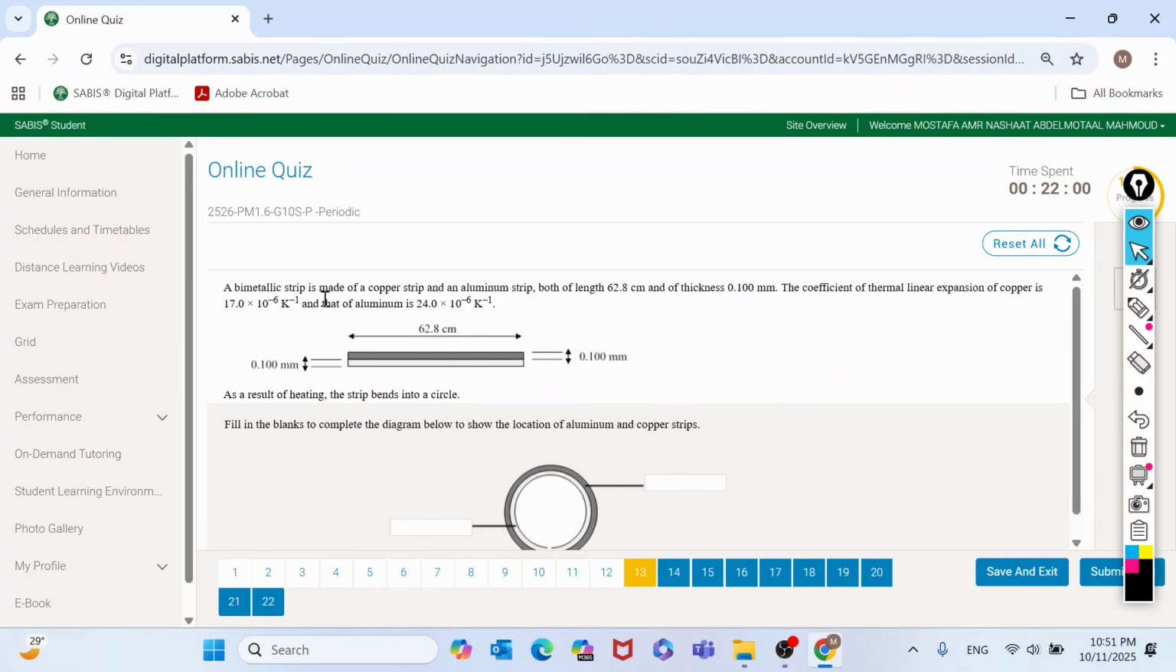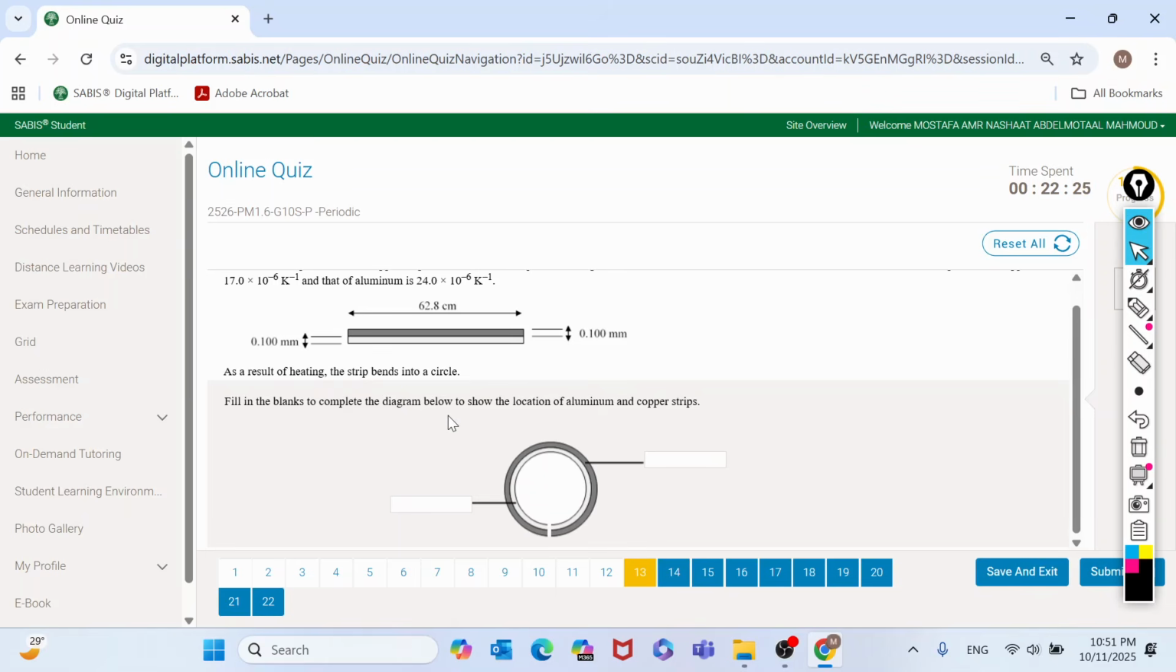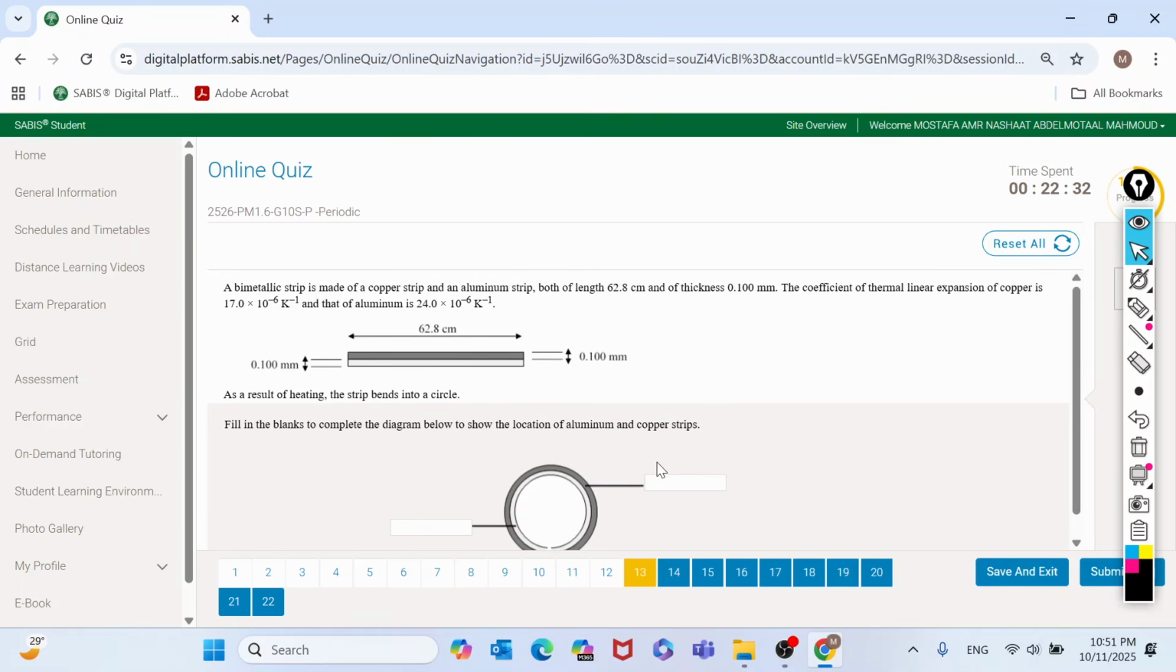Okay, a bimetallic strip is made of a copper strip and aluminum strip, both of length 62.8 and of thickness 0.1 millimeters. The coefficient of thermal linear expansion of copper is 17 times 10 to the power of negative 6, and that of aluminum is 24 times 10 to the power of negative 6. So guys, there's a lot of numbers, but this question is actually really simple. Fill in the blanks to complete the diagram below to show the location of aluminum and copper.